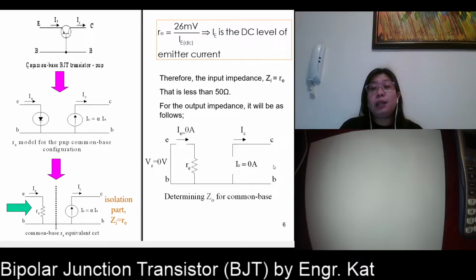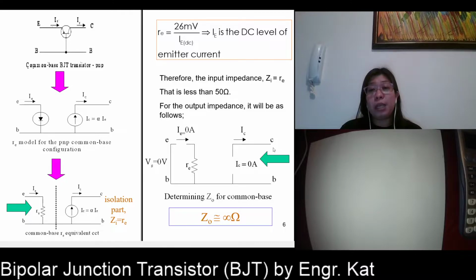Now, what resistance can we find when we have an open circuit? The resistance in an open circuit is always equal to infinite. Therefore, for a common base configuration, our ZO is approximately equal to infinite, or a very, very high value. So we have already taken two important parameters: the input impedance is equal to RE, and the output impedance is equivalent to infinity.